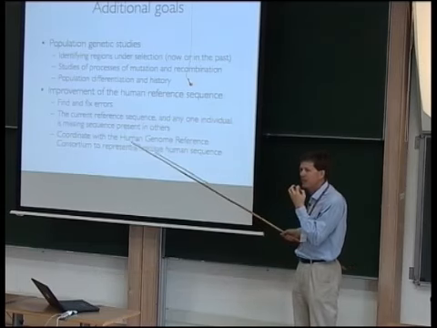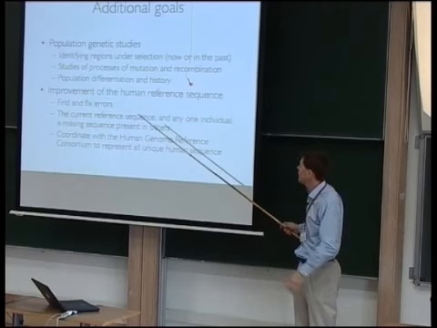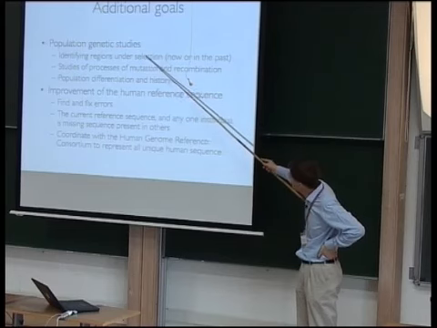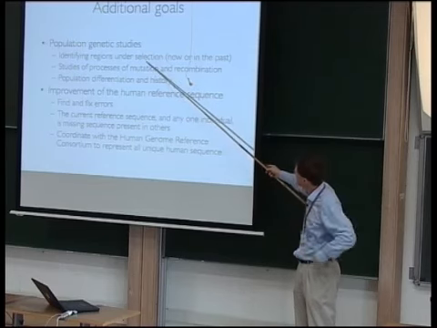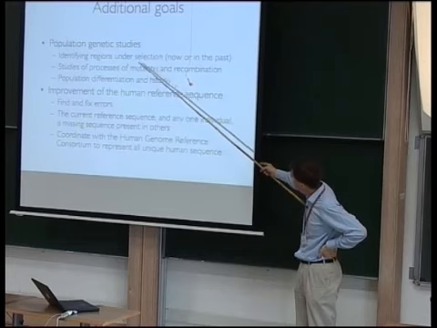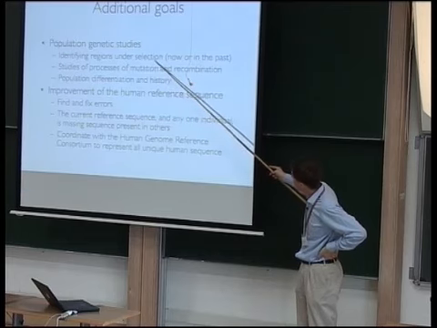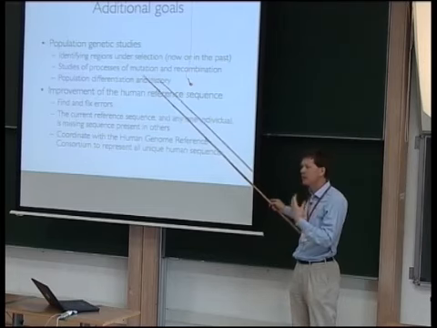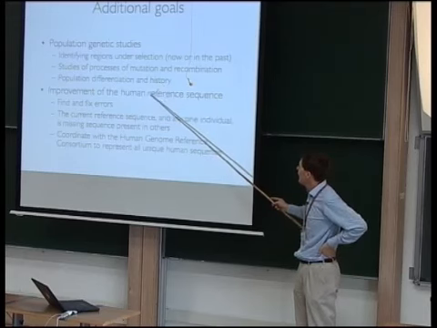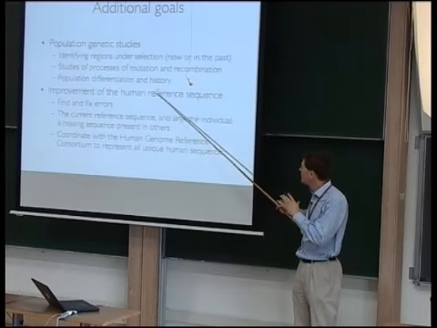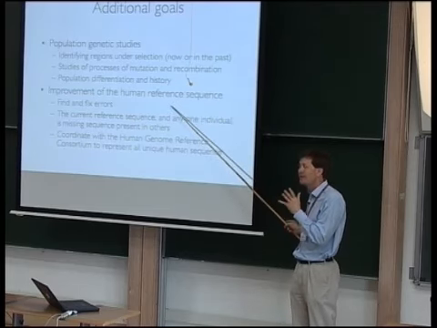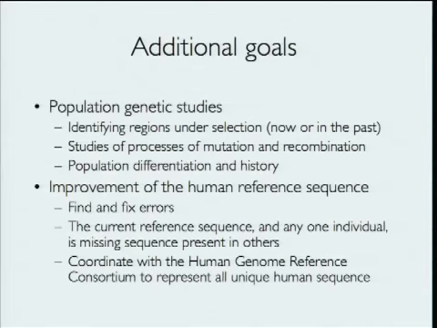As well as just finding this variation and characterizing it for human genetic studies, there are some additional goals. One is just to understand human history better: regions under selection, the history of the human genome, study of processes of mutation and recombination, and population differentiation in history. And importantly, we also want to improve the human reference sequence, which isn't perfect at all. We want to find and fix errors.